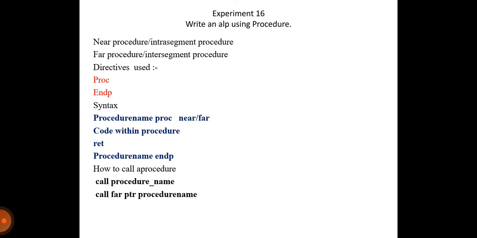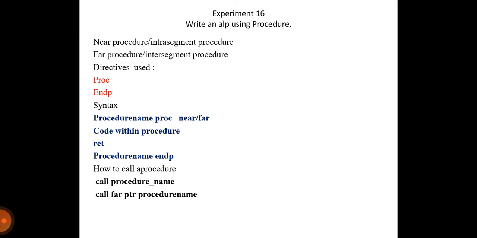If initially the stack is empty, the stack pointer is at location 0, and when we perform a push operation, the stack pointer will be decremented by 2. Okay. So what about the other kind of procedure, the inter segment procedure, defined in another code segment?